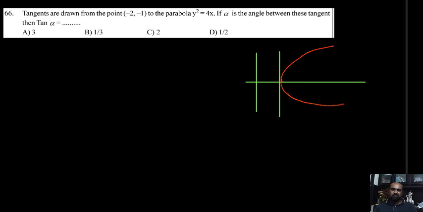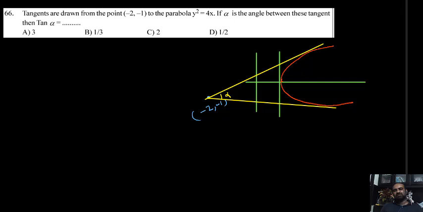This is a standard parabola. So this is our parabola, and this is the directrix. Two tangents are drawn from an external point. Say the point is, this is not an exact diagram, just like (-2, 1). Through this point, two tangents are drawn. This is one of the tangents, and this is another tangent. The angle between them is alpha. Then what is tan alpha?